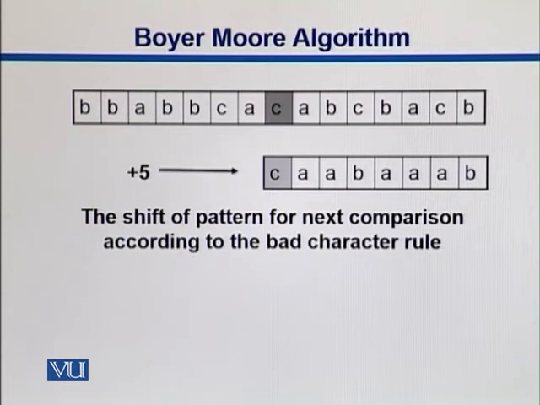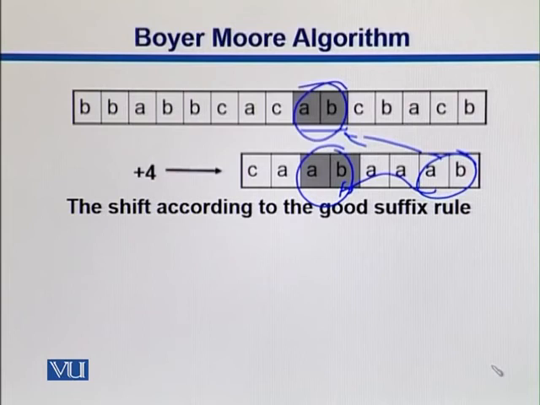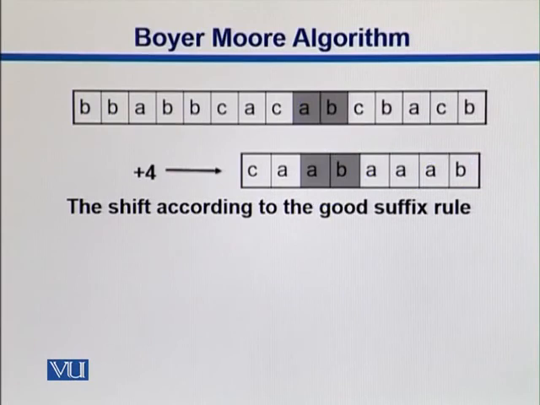The other shift is according to the good suffix. We have seen that this suffix already existed. First, it compared these two with one another, and since this one is duplicated over here, it will align to its next occurrence. That kind of move is called the shift according to the good suffix rule. In this way, whether bad character or good suffix, we save some time and some energy.